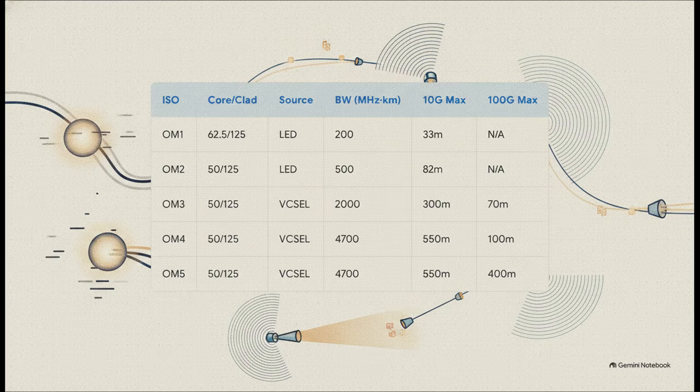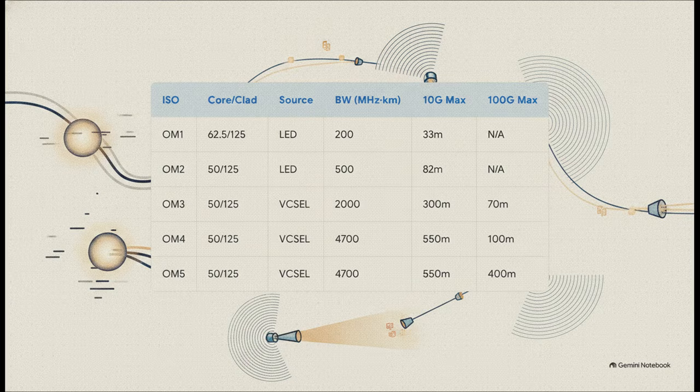We start with legacy OM1 and OM2, which use those thicker 62.5 or 50 micron cores and basic LED light sources. They max out at very short distances for 10 gigabit speeds. But then look at OM3 and OM4. These are the modern data center baselines.